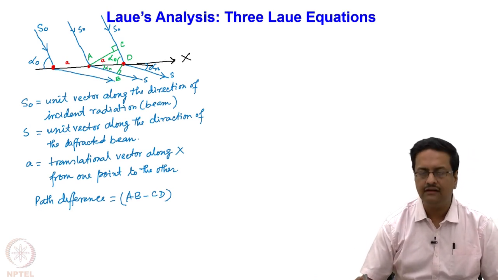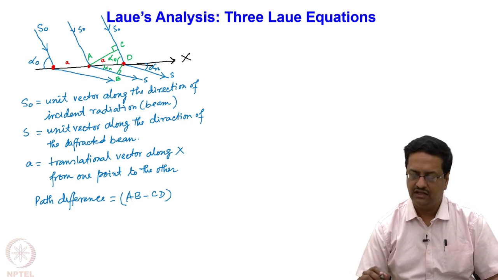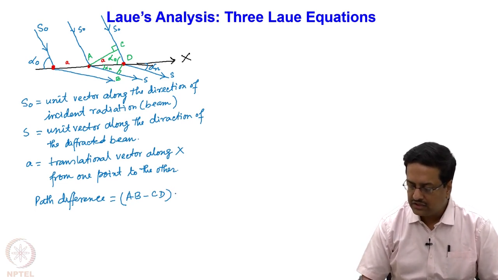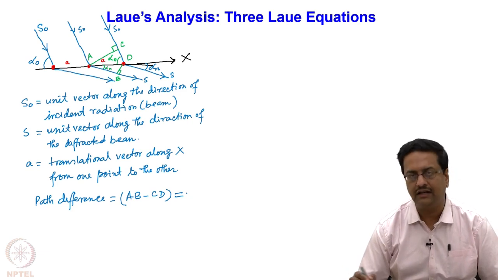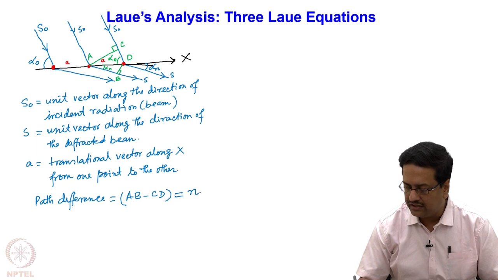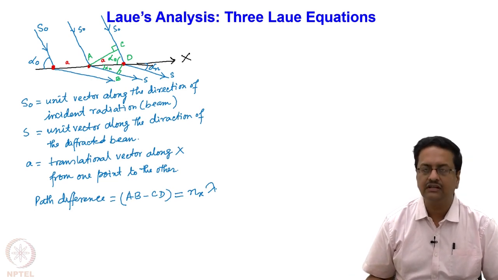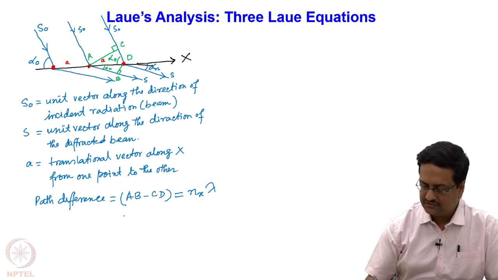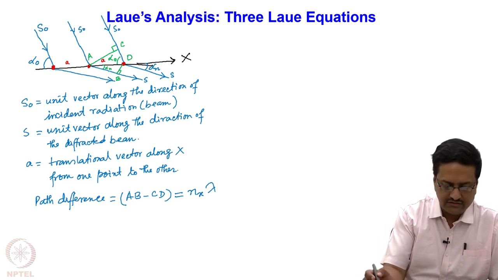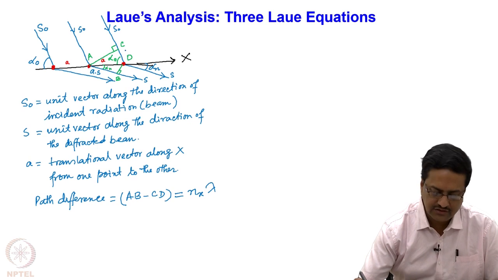And to have a diffraction coming out of these two spots, two atom positions located at A and D, this path difference should be an integral multiple of wavelength. When we are talking about this in the direction of the X axis, we term it as nx into lambda. So, now by simple geometric means, we can write the path difference where AB is equal to A dot S and CD is nothing but A dot S0 in vector notation.